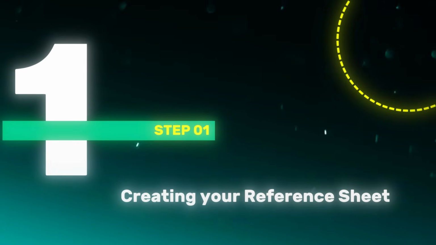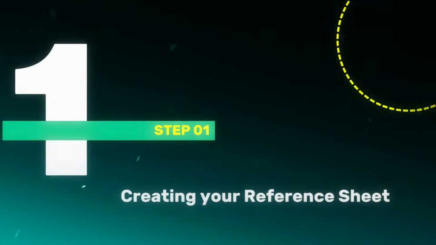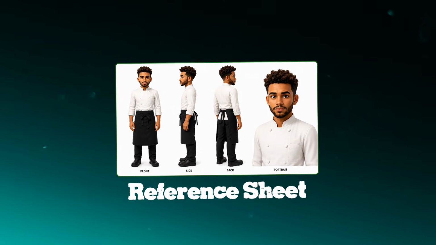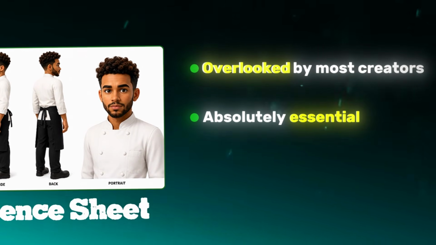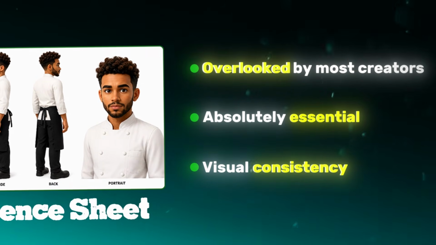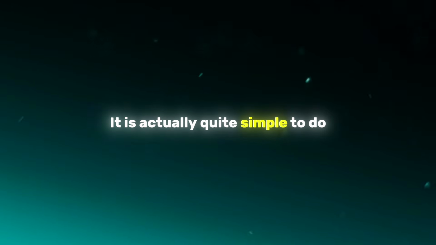If you want to have a very high level of control over your storyboards, the first step is to create your reference sheet. This step is often overlooked by most creators, but it is actually absolutely essential if you want to guarantee visual consistency across all of your sequences. And good news, it is actually quite simple to do.